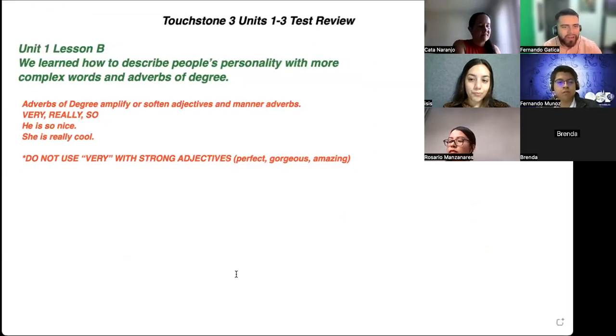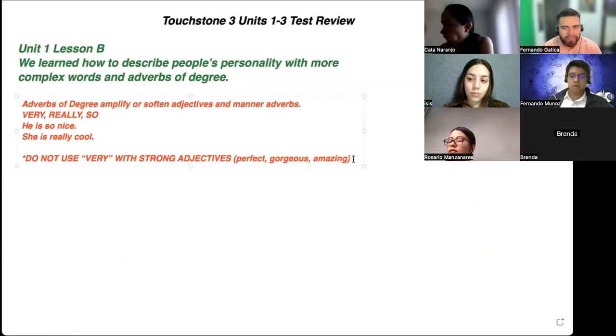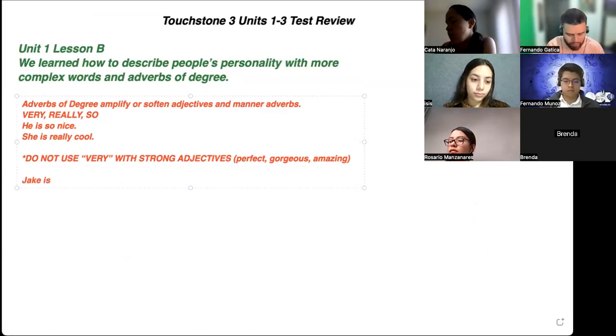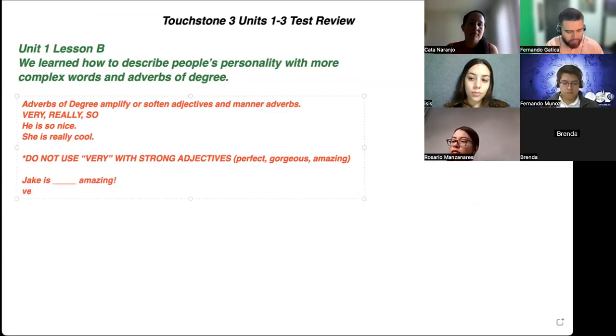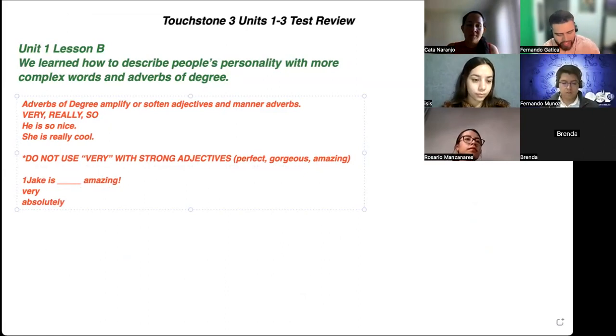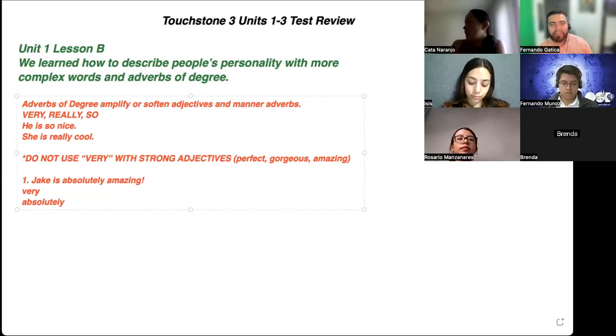So on the test, you're going to have an example like this. And which answer are you going to choose? Jake is absolutely amazing. Exactly. Because the word amazing is a strong word.